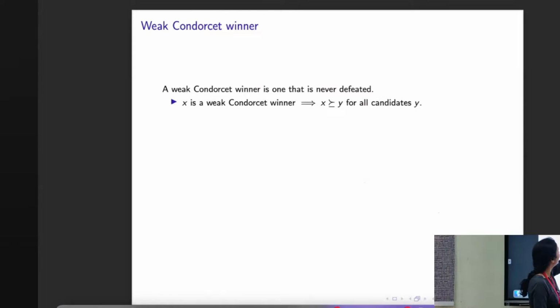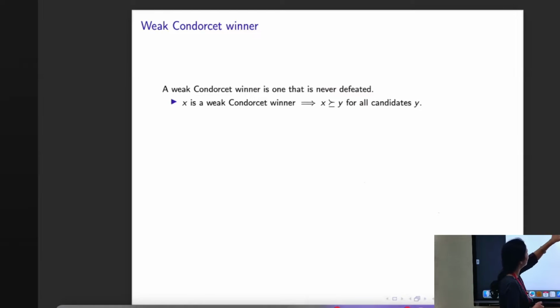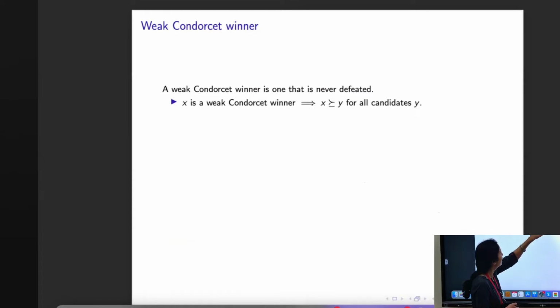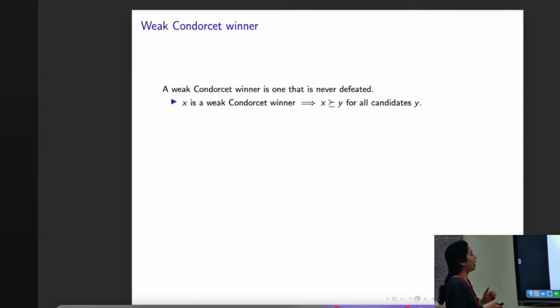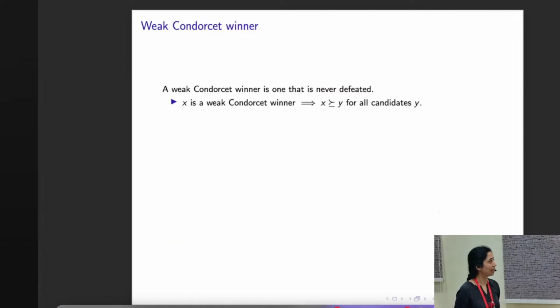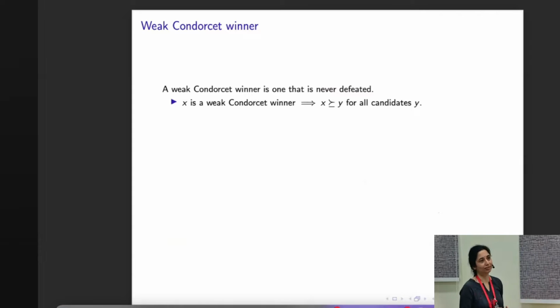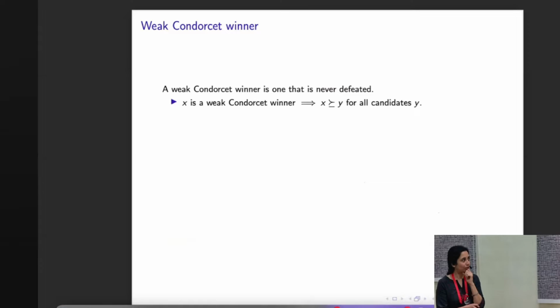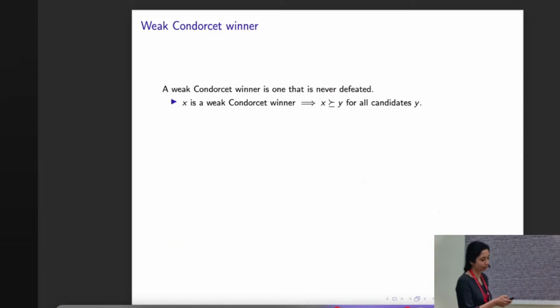In the head-to-head election between our candidate X and any other candidate Y, this notation, which looks like greater than or equal to, means either X wins the election against Y or it's a tie. X does not lose the election. Is this okay? So not losing is this greater than or equal to symbol I am using there.